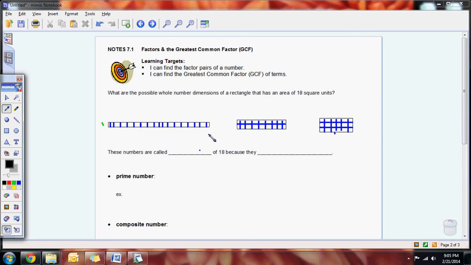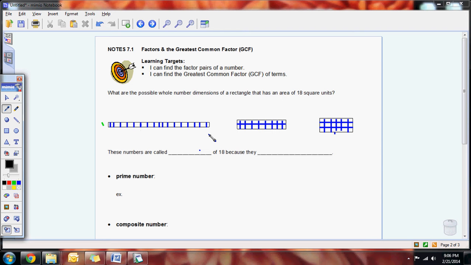So let's start with just talking about factors, knowing what those mean. I decided to give you these 3 different rectangles, and I've tried to separate them into 18 square units. I'd like you guys to try this on your own paper, and yours will probably be much better than mine, of course. But each of these can be separated into 18 square units, but done a little bit differently.